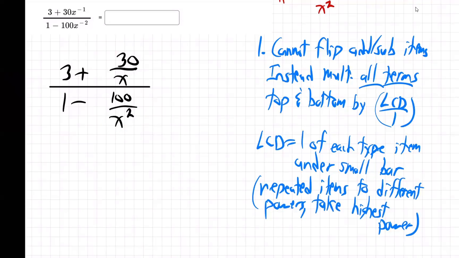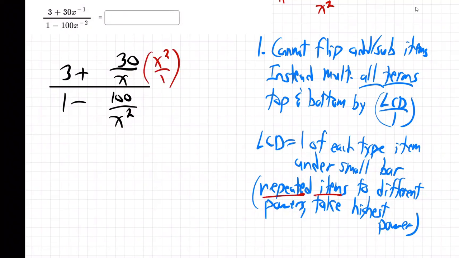All right, so do you understand all those words? So first off, we cannot just grab this guy and flip it. We cannot flip added, subtracted items. Okay, so instead we multiply all the terms top and bottom by LCD over 1. But first off, what is the LCD? Well, it's 1 of each type of item that's under a small bar. So this x and this x squared, they're items under a small bar. What am I going to do? I'm going to multiply by x squared over 1, all the terms.